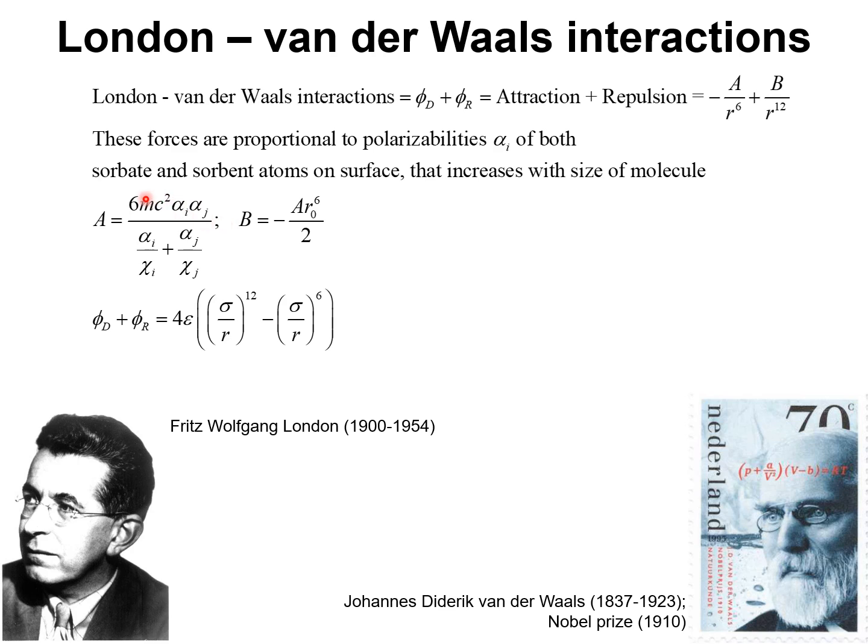The expressions for A and B are provided here, where c is the speed of light, and chi is the magnetic susceptibility. It is very common to write the London van der Waals interaction in terms of the Lennard-Jones 6-12 potential. It is interesting to note that despite what the name London might suggest, Fritz Wolfgang London was actually German. Johannes Dietrich van der Waals won the Nobel Prize in 1910, and he was a professor at the University of Amsterdam, where I am also located.